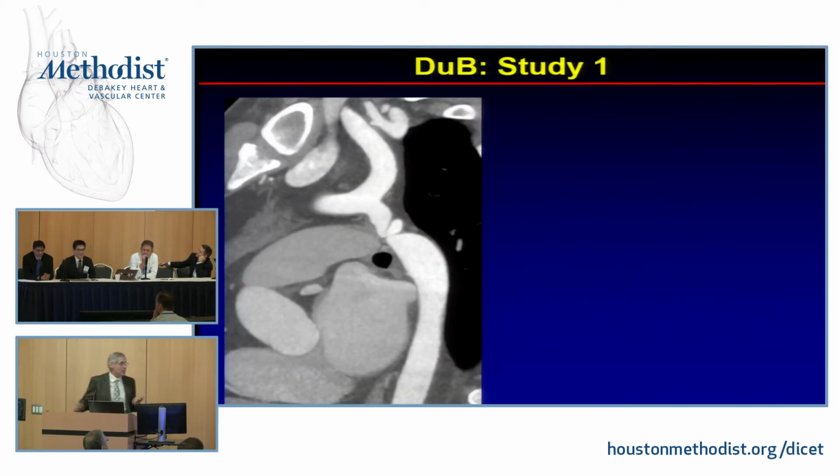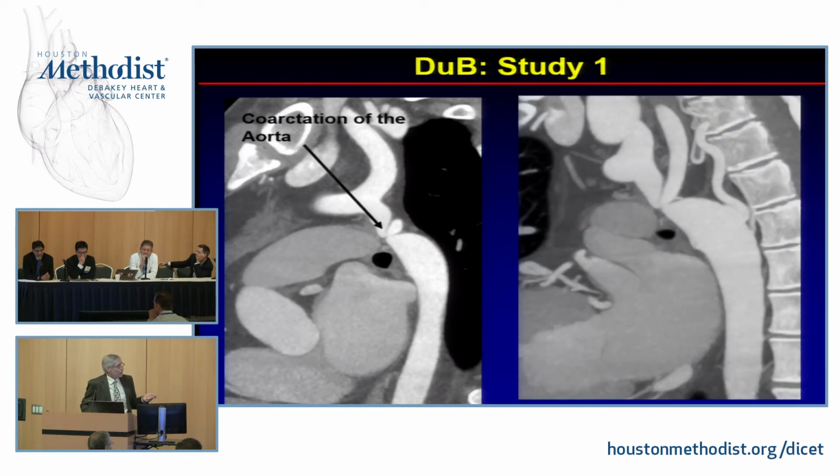And these are the images. So this is the arch. This is the left carotid, actually. This is the subclavian. And right here, you see like a 99.9% stenosis of the aorta, okay?